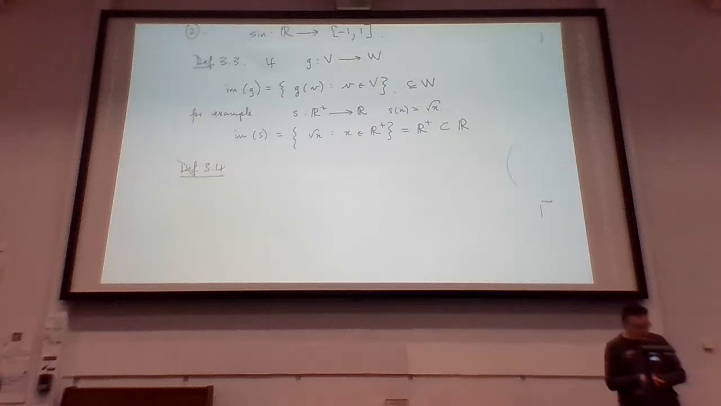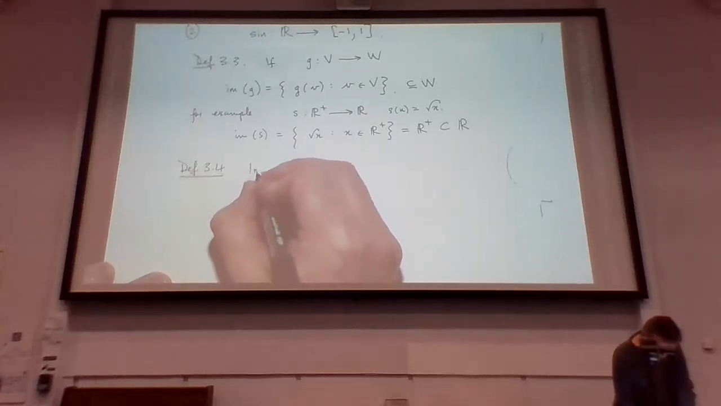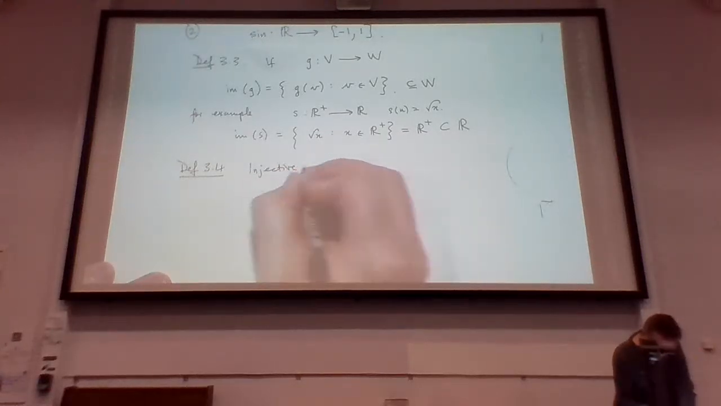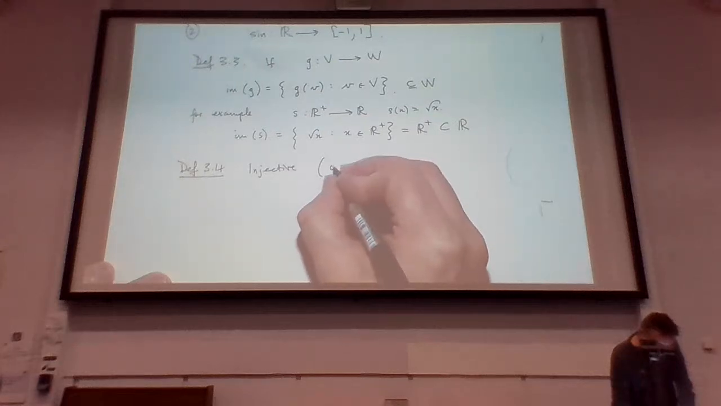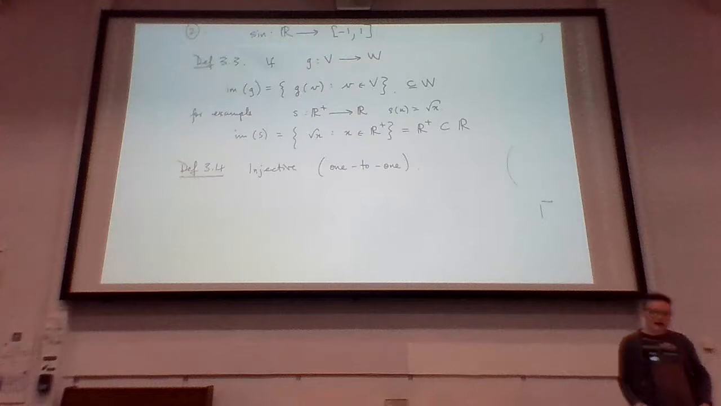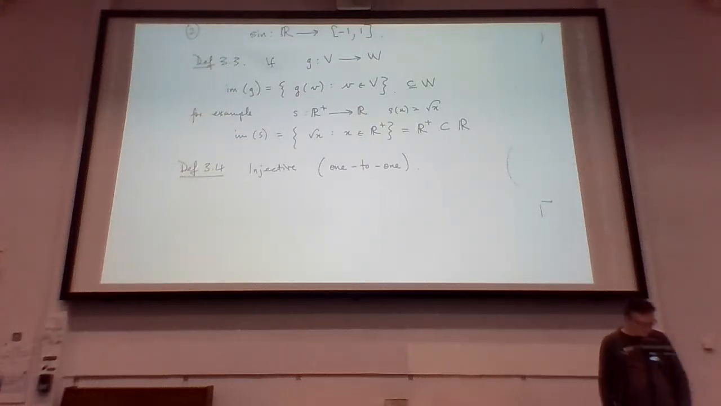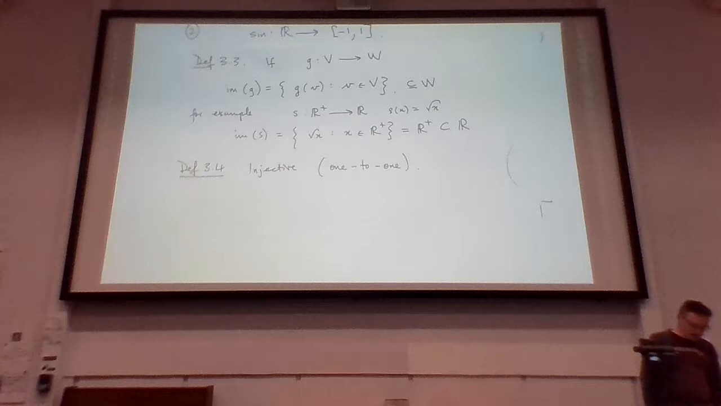So in definitions 3.4 and 3.5, we have these two terms. Okay? So definition 3.4 is this adjective injective. It's also known more informally as the property of one-to-one. So we can read the definition there. A function g from U to V is injective if and only if no two elements from the domain get mapped to the same element in the codomain.